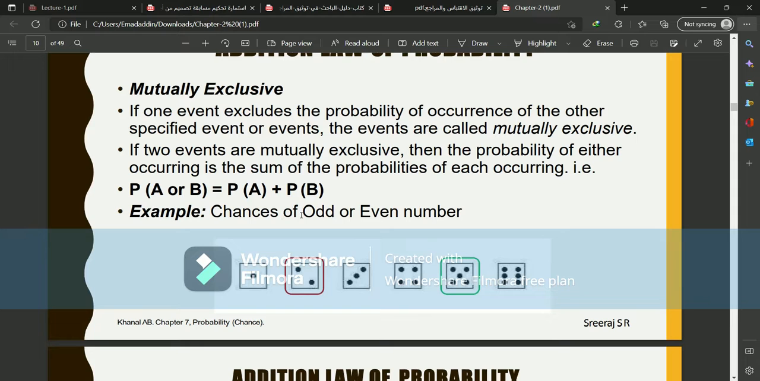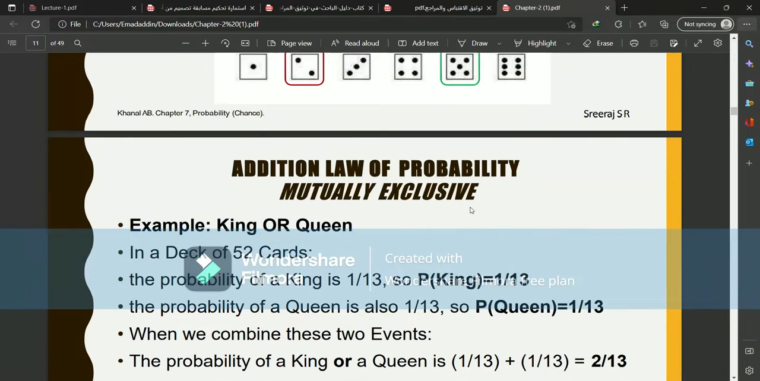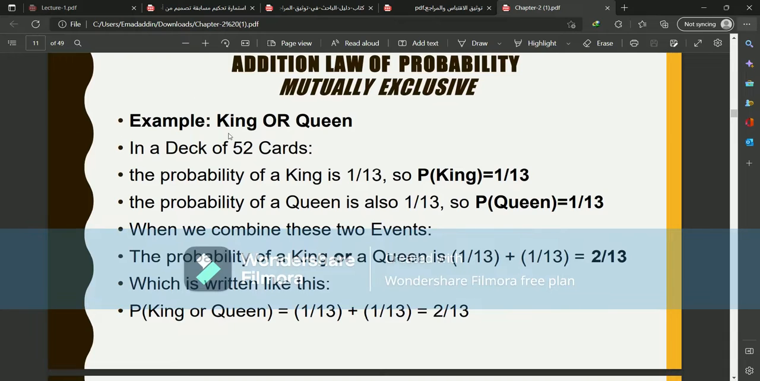Example, the chances of an odd or even number. This is the odd and this is the even number. Another example of mutually exclusive events: king or queen. In a deck of 52 cards, the probability of a king is 1/13, so P(king) equals 1/13. The probability of a queen is also 1/13, so P(queen) equals 1/13.